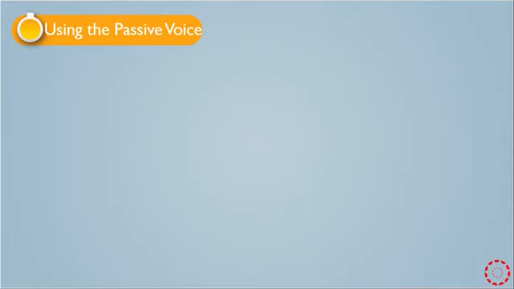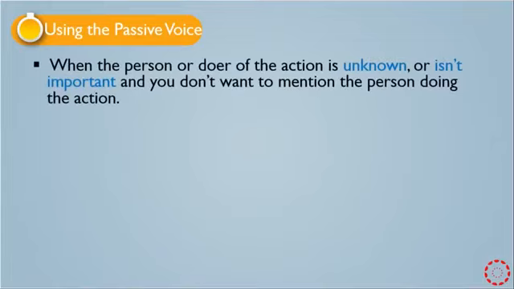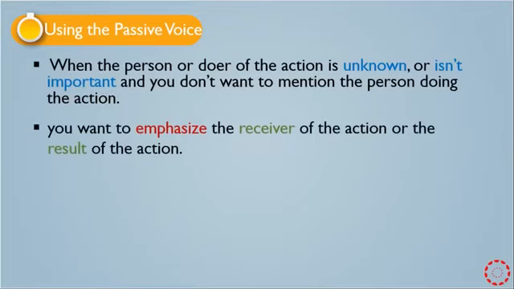Let's start. At the beginning, let me show you the use of passive voice, or when we talk with the passive voice. When the person or doer of the action is unknown or it's not important and you don't want to mention the person doing the action, in this situation we can use the passive voice. Or you want to emphasize the receiver of the action or the result of the action.